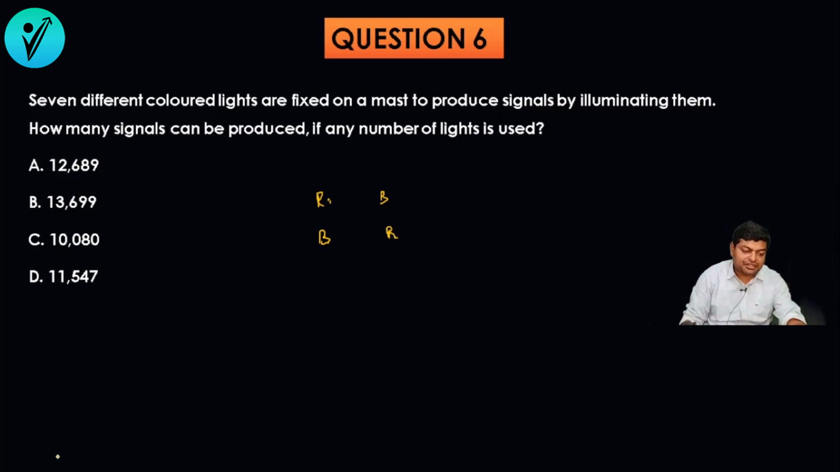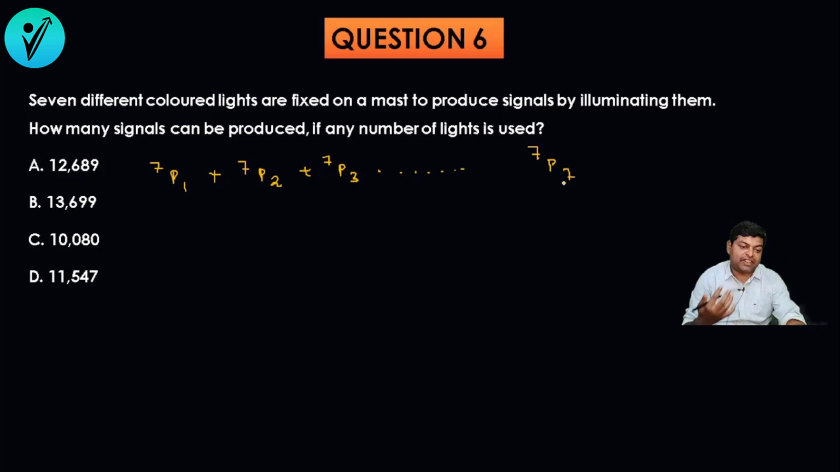And there is no limitation, right? You can use any number of lights. So if out of 7, I am using only 1 light to generate, it will be 7P1. Out of 7, if we are using 2 lights, it will be 7P2. Similarly, 3 lights, it will be 7P3. Similarly, it goes up to 7P7.